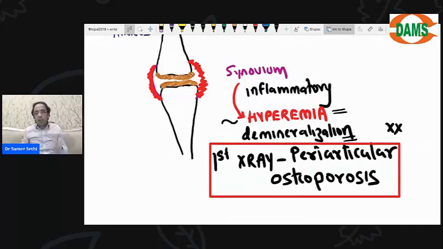If you recall from my last class, absent blood flow leads to sclerosis. You remember, where there was dead bone, it became more dense. Okay, absence of blood flow leads to increased density. Increased blood flow leads to reduced density. That is the rule of the thumb in the bone. Are you clear with this? Okay.